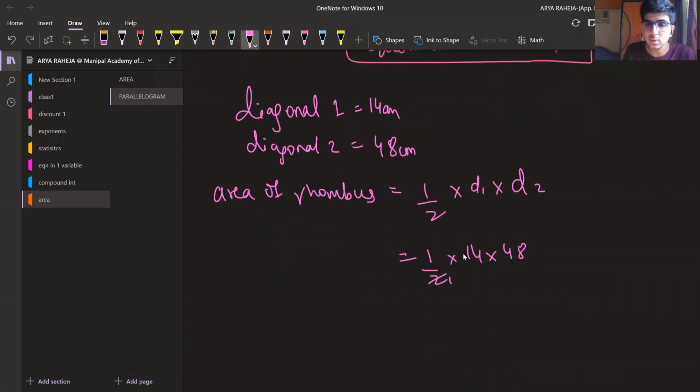2 ones are 2. 2 multiplied by 7 is 14. So 7 multiplied by 48 will be the answer. So let's see, 48 into 7. 7 8s are 56. 7 4s are 28 plus 5, so 33. So ये 336. तो answer will be 336 centimeter square.